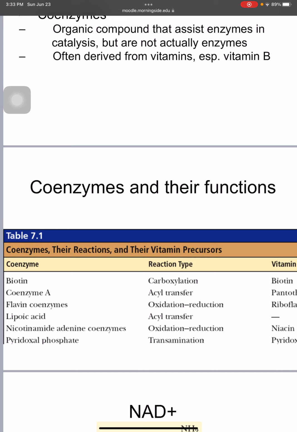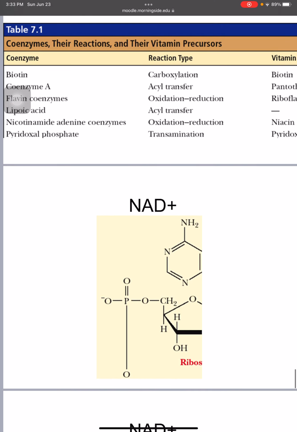I do want to highlight one in particular to sort of use as an example because it's one that you've probably seen before or heard of. That is nicotinamide adenine coenzymes. They are derived from the vitamin niacin, and they're involved in redox reactions. You may ask yourself, what the heck is that? That does not sound familiar. That may not sound familiar, but a little something called NAD plus might sound familiar.